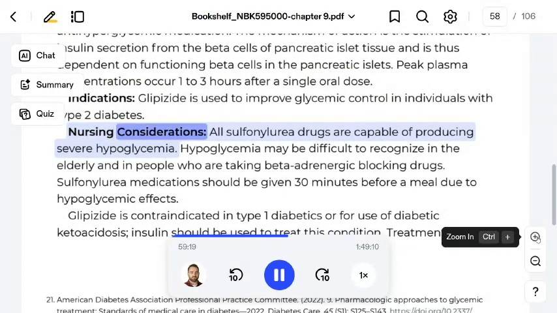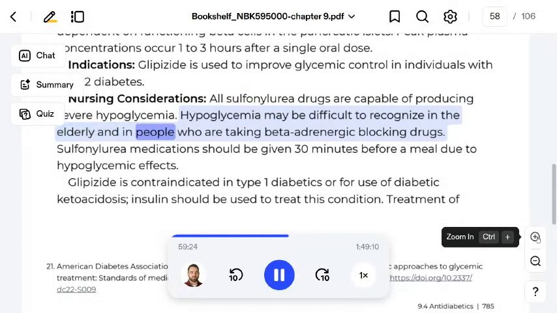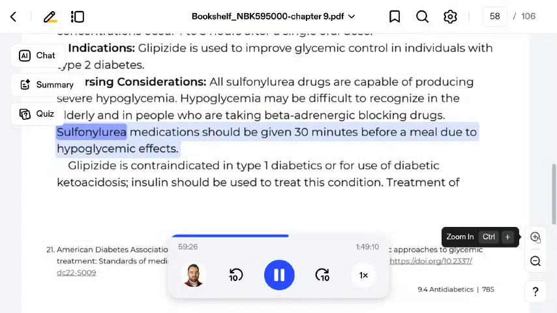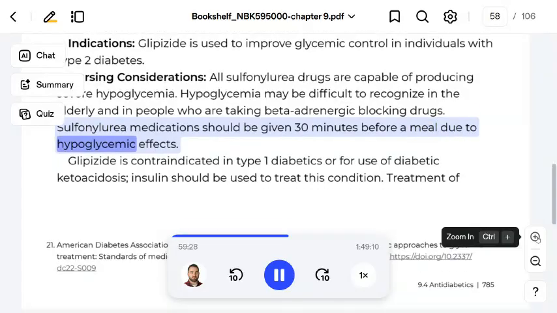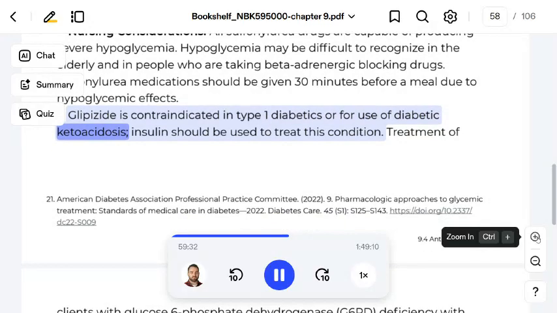Nursing considerations: all sulfonylurea drugs are capable of producing severe hypoglycemia. Hypoglycemia may be difficult to recognize in the elderly and in people who are taking beta-adrenergic blocking drugs. Sulfonylurea medications should be given 30 minutes before a meal due to hypoglycemic effects. Glipizide is contraindicated in type 1 diabetics or for use in diabetic ketoacidosis. Insulin should be used to treat this condition.